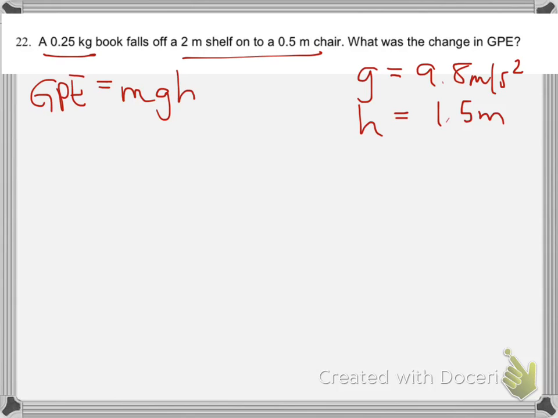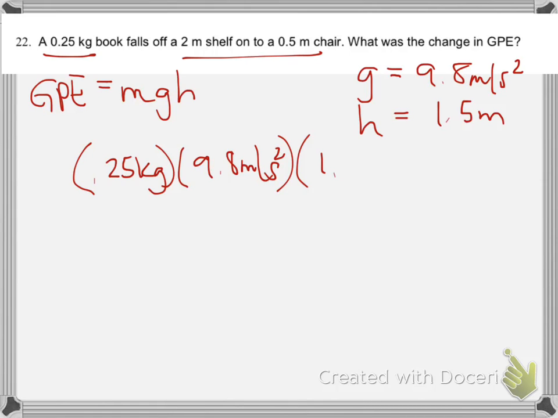So then if we plug in, we have 0.25 kilograms times 9.8 meters per second squared times 1.5 meters. We will end up with a GPE of 3.675 joules.